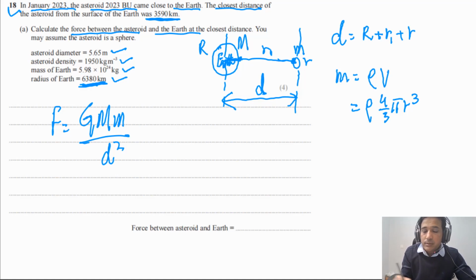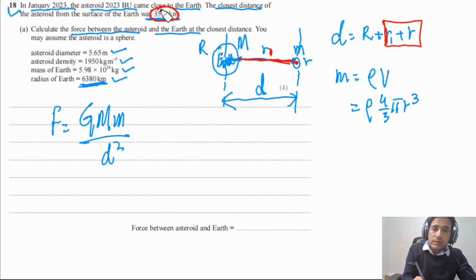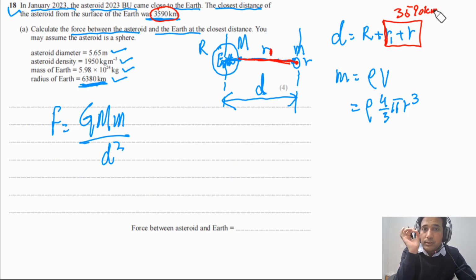So in this case, let me explain to you. This distance is given to you. From the surface of Earth, the closest distance value is given. And this distance we can take, this is taken from the center actually. So this distance is not from surface to surface, it is actually from the center. So it means these two are equal to this distance, so it means this is equal to 3,590 kilometers. So this is the only tricky part.